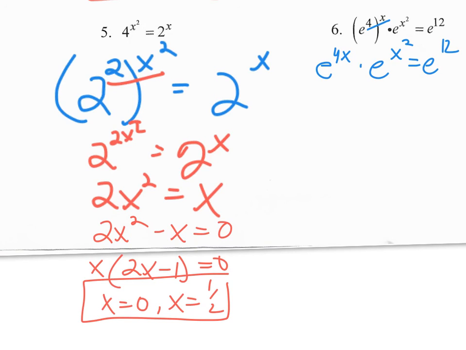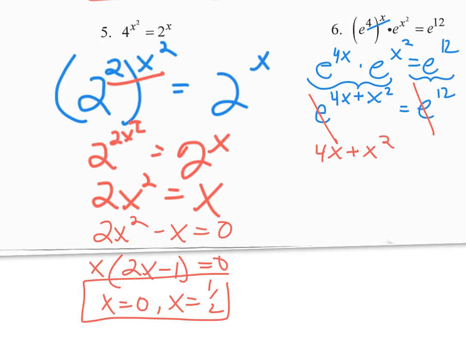Now, you can't drop the bases yet, even though it looks like you have all base e's. You need to have a single e on the left equals a single e on the right. So I now need to combine these bases. Remember the rules of exponents: if I have something like this on the left, I'm really going to add the exponents. So here's what it's going to look like. Now I have a single e on the left and a single e on the right, so I can start dropping the bases and just writing the exponents. So now I'm going to write 4x plus x squared equals 12.